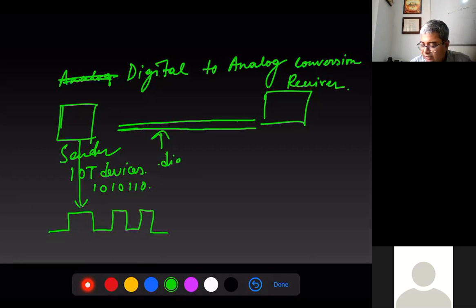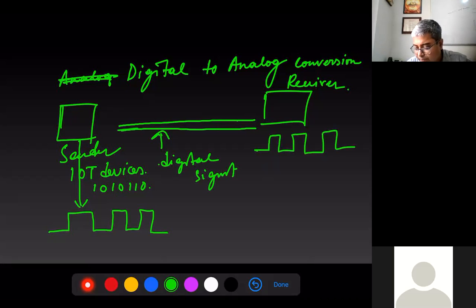This may carry a digital signal or may carry an analog signal. Now, if it carries a digital signal, there is no issue. Whatever digital signal I have generated, at the receiver side that same digital signal will come out and I will receive the data. But instead of the digital signal, if the medium can carry an analog signal, the problem arises.